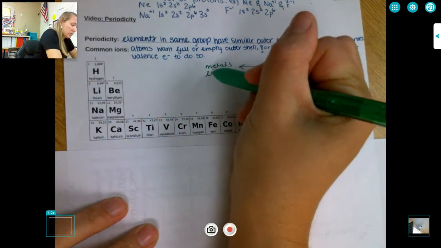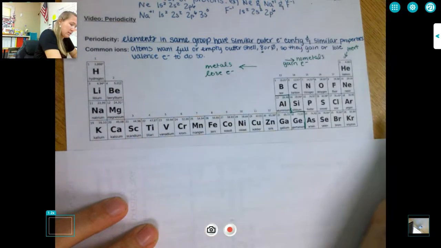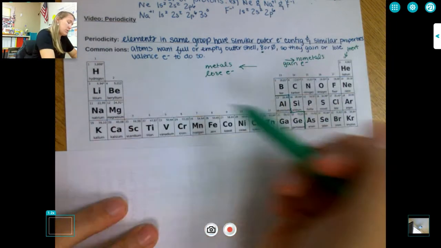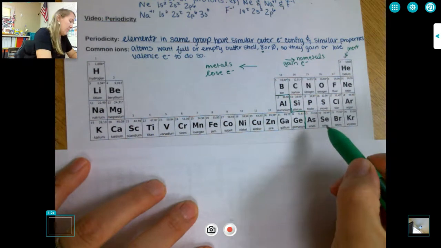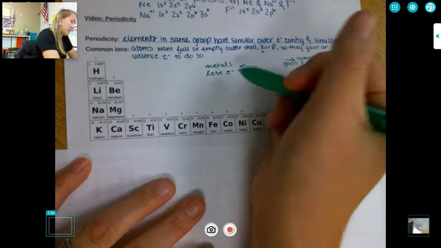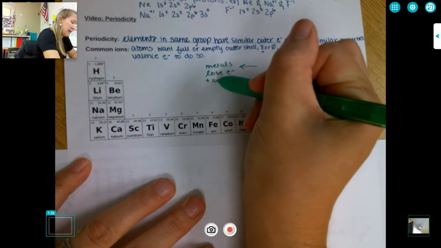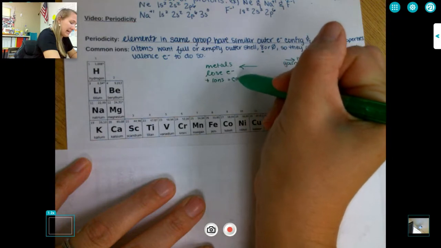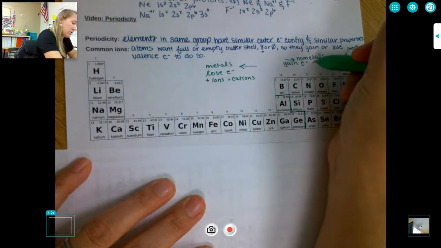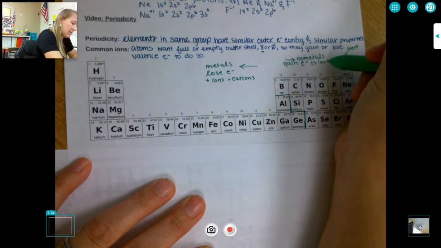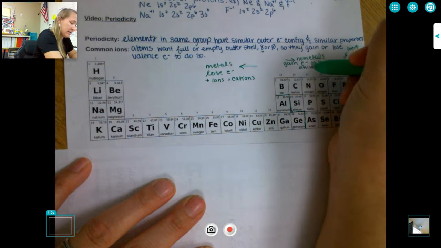And metals are going to lose electrons. They're going to lose electrons because they usually have valence electrons that are less than 4, and it's easier to lose less than 4 than to gain more than 4. The other thing to note is metals turn into positive ions, which we call cations. And nonmetals, because they gain electrons, turn into negative ions called anions.